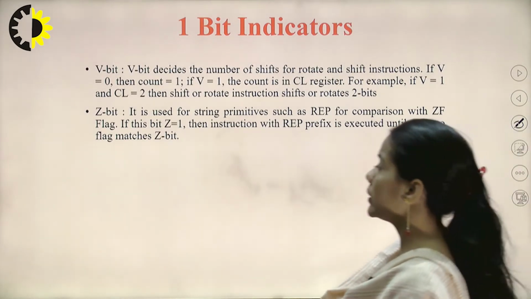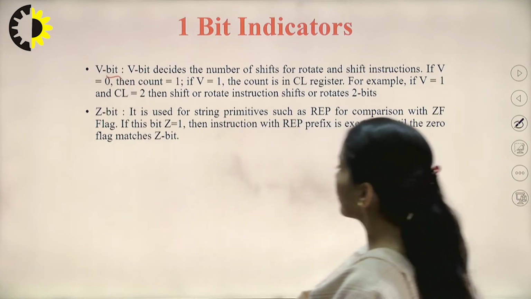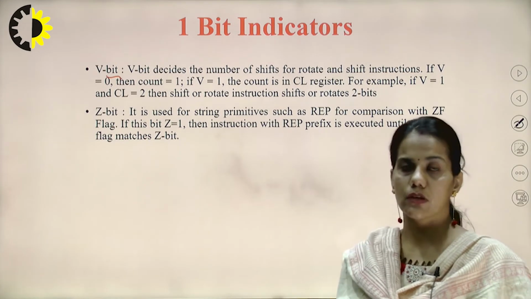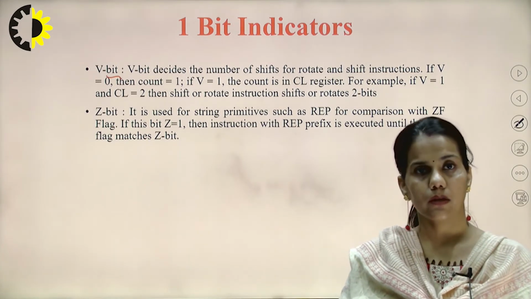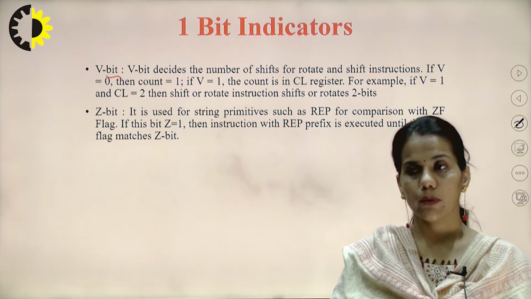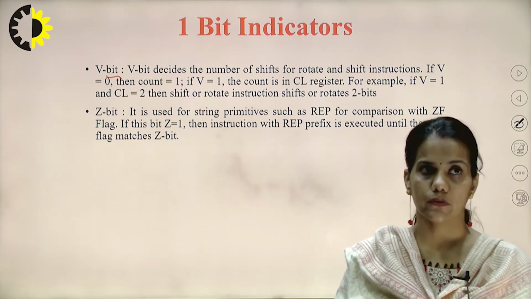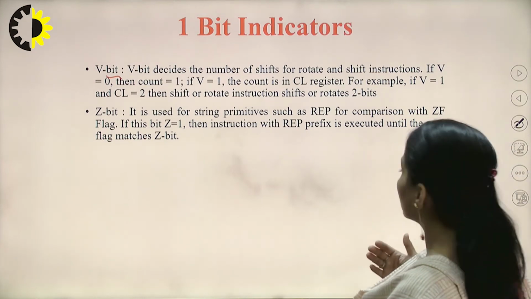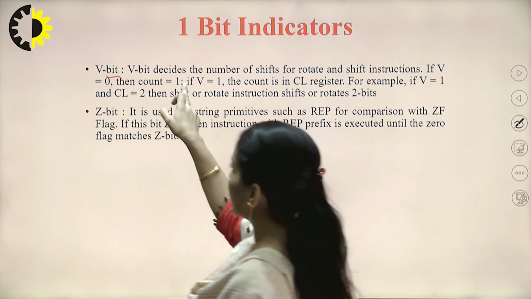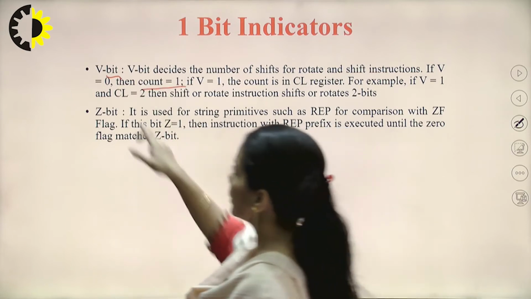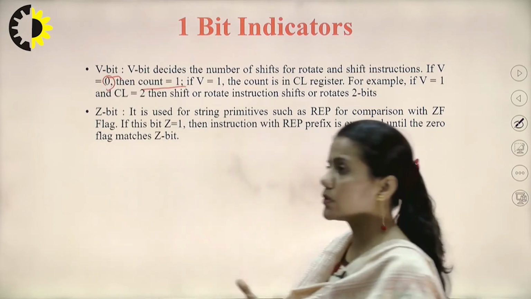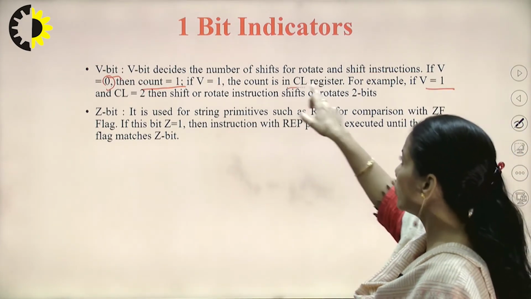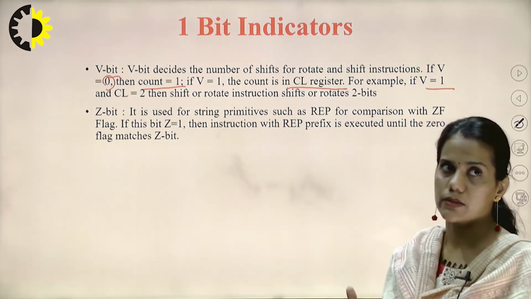Another important bit indicator is the V bit. It decides the number of shifts for rotate and shift instructions. So whenever we talk about shift and rotate instructions, a certain counter should be there which represents how many times the data has to be rotated or shifted. If this count is equal to 1, just once we have to shift or rotate, then this V bit is 0. And if this count is greater than 1, then the V bit should be 1 and the count value should be loaded in the CL register.